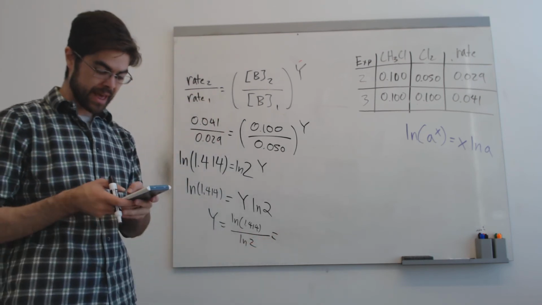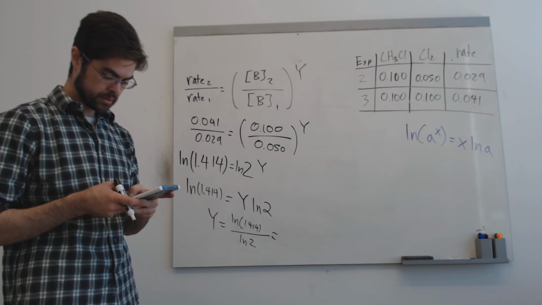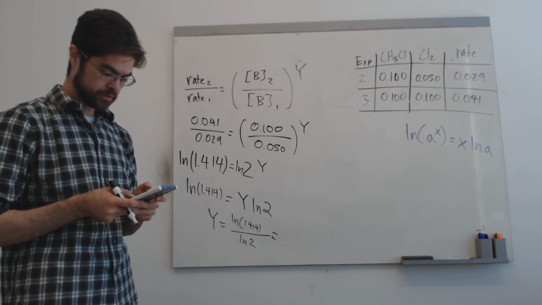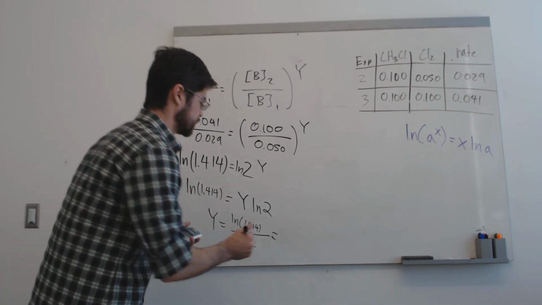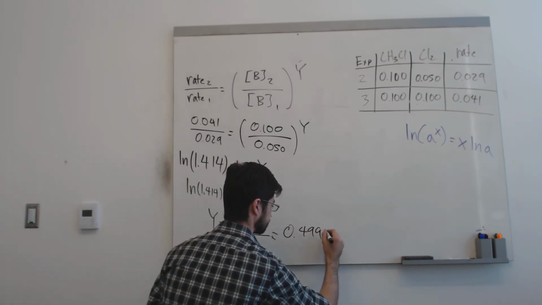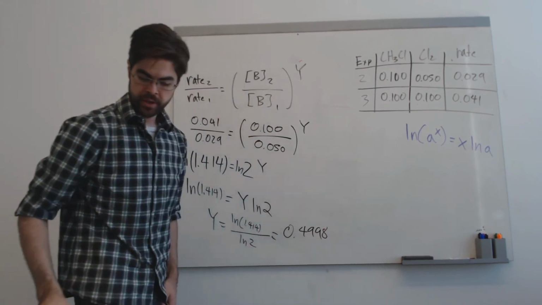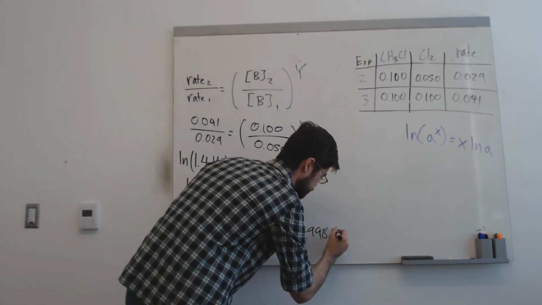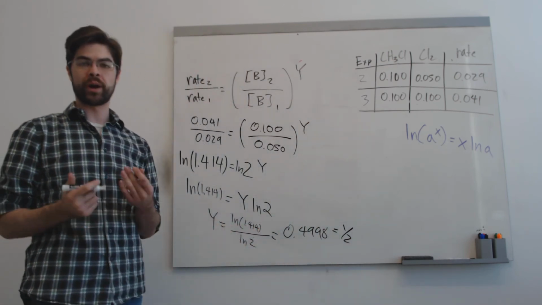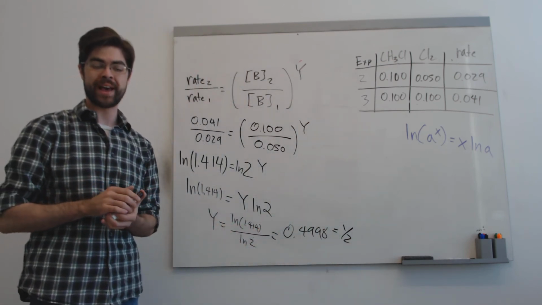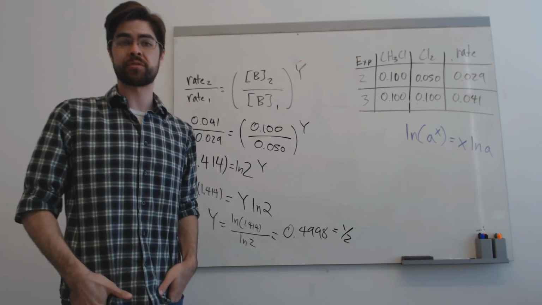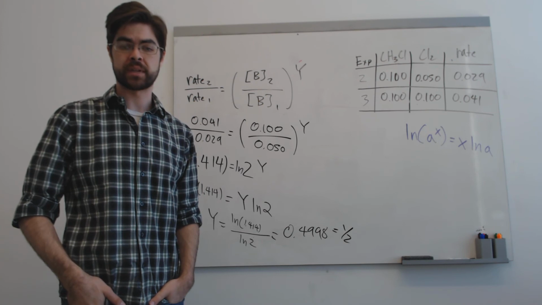If you calculate that, you get 0.4998. And that implies that y is equal to 1/2. So this is an example where the rate law doesn't go as an integer factor, it goes as a fractional factor. And those definitely can pop up from time to time.